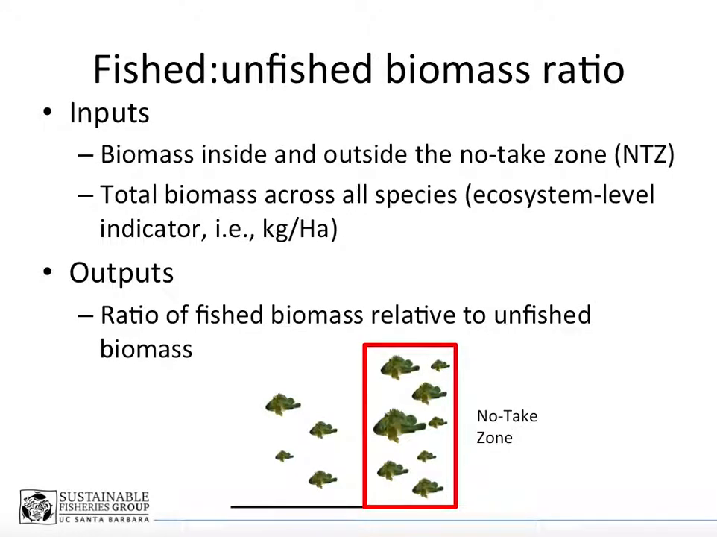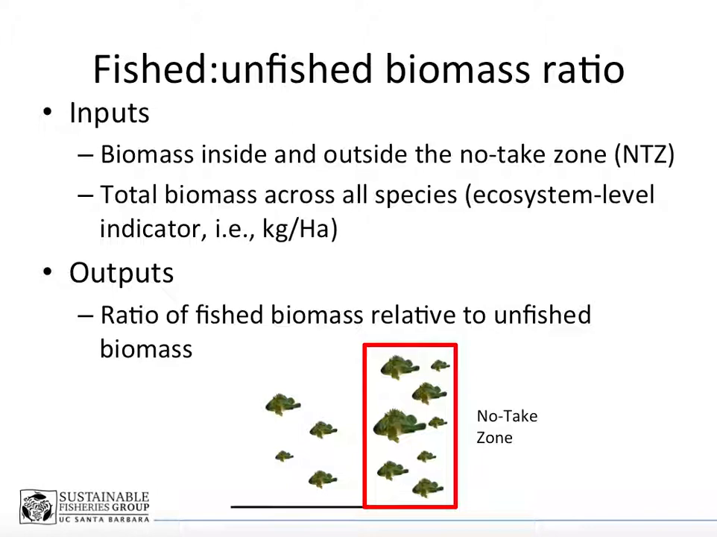Finally, let's shift gears to the two indicators that come from underwater visual survey data. So this comes from underwater surveys, which could be done by scuba or snorkeling. And as inputs, we take the biomass that are both inside and outside of a no-take zone, and also the total biomass across all species. So this first indicator, the fish to unfished biomass ratio, is an indicator across all species at the ecosystem level. And the output is a ratio of fished biomass relative to unfished biomass.